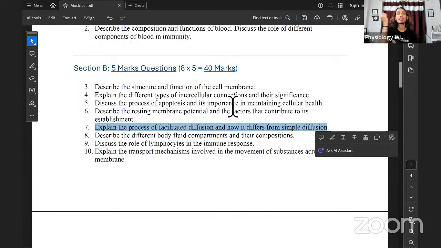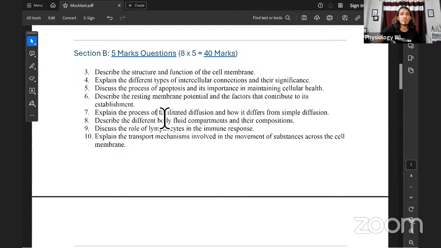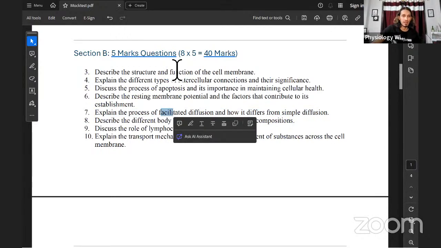Both do not require ATP. And saturation kinetics is present in facilitated diffusion, which is not present in simple diffusion. You can draw a graph plotting your saturation kinetics. That also can be done. Otherwise, just this much should be enough for a 3-mark question. Usually, this much is enough.